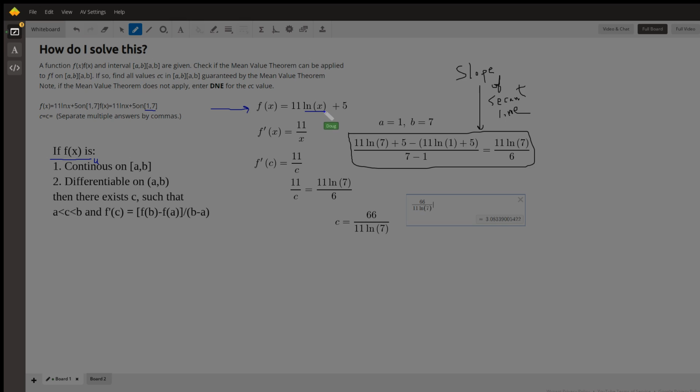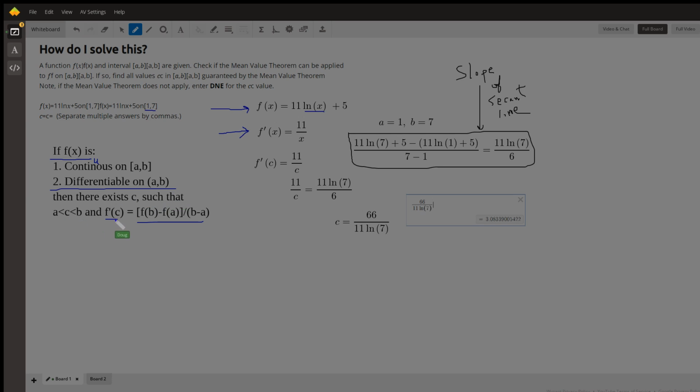And it's differentiable on the open interval from a to b because this derivative would only not be defined if x is equal to 0, and that 0 is not in that interval. If those two conditions are met, then there exists a c between a and b such that f prime of c equals f of b minus f of a all over b minus a.